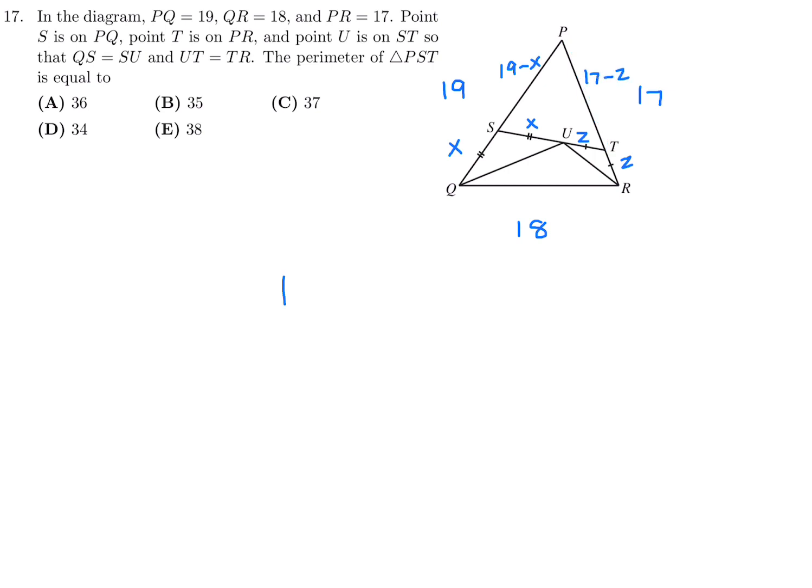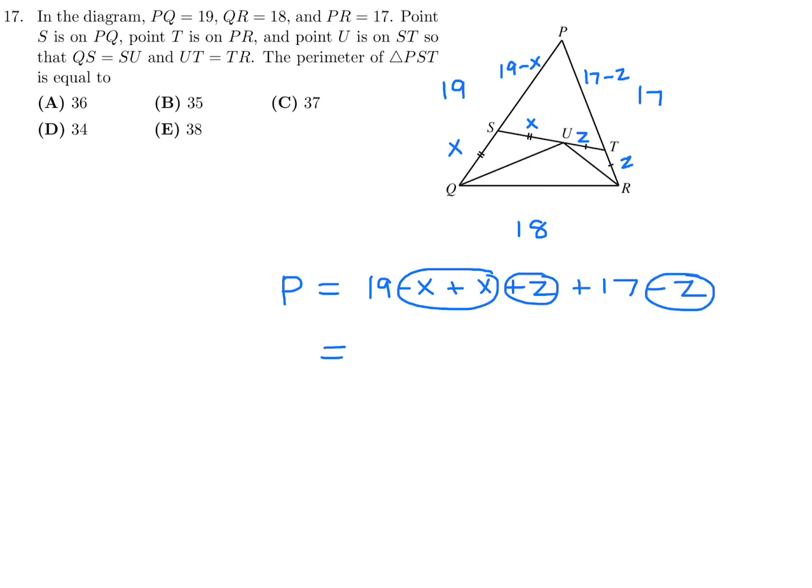Okay, so now let's figure out the perimeter. The perimeter of PST is 19 minus X plus Z plus 17 minus Z. And in a very interesting way, you'll notice that the Z's and the X's cancel, and all you get left with is 17 plus 19, which is 36. Sorry about that. Number 17, the answer is A.